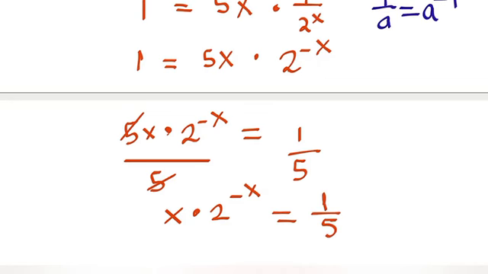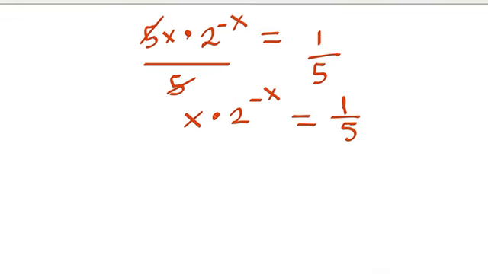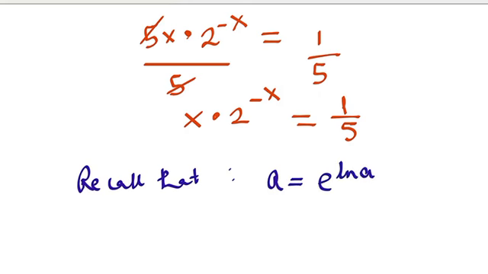The next thing we're going to do from there, we should recall that when you have a, it can be e to the power of ln of a, because the e and the ln are inverse to each other, so they are going to cancel, then we're going to have a. So the same thing we're going to do now here.